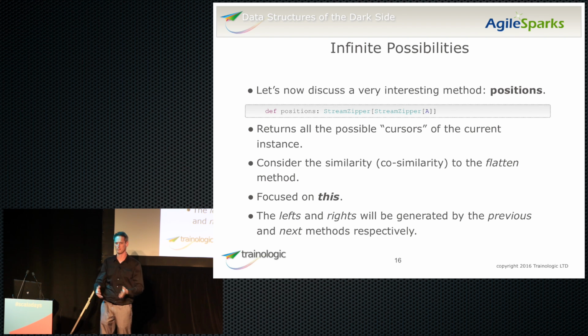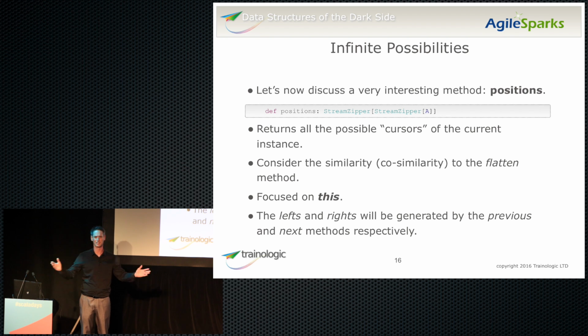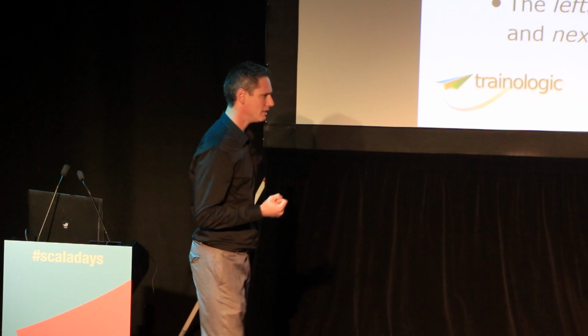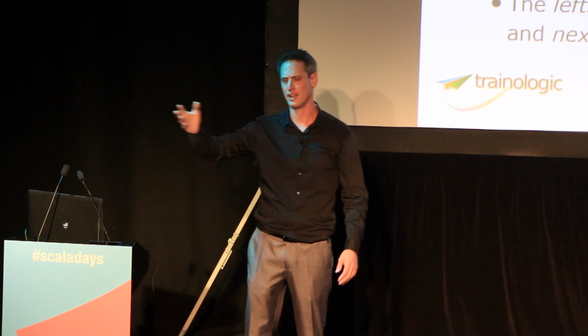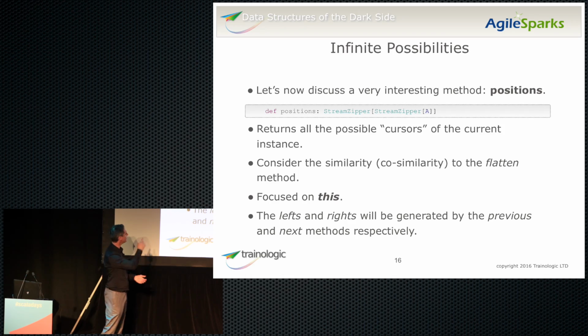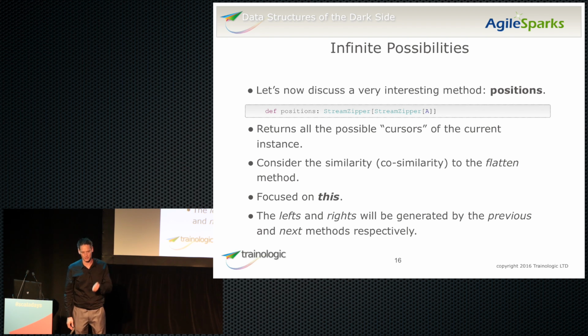Now, what's a StreamZipper of StreamZipper? Remember, a StreamZipper is actually like a stream with a cursor. So I'm having a stream with a cursor, but the elements are themselves streams with cursors. Actually, this method returns all the possible cursors for my data. For example, if I'm having some stream with, I don't know, the numbers 1 until 5, and I'm focused on 3, I have a StreamZipper where the focus is 3, the previous lefts are 1 and 2, and the next are 4 and 5. So the method positions will return a cursor pointing to the current zipper.